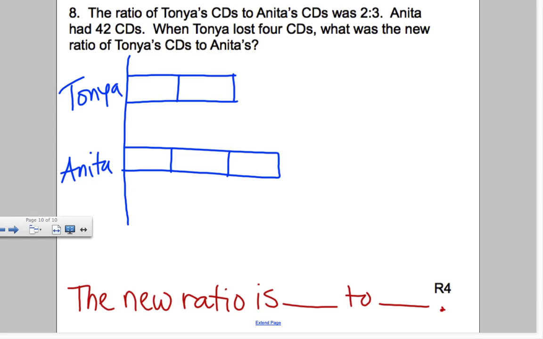What about 42? That's a number that might be useful to help us. What can we do with 42? Justin? Divided by 3. All right, well, where would it go? Is it Tanya's or Anita's? Anita's. All right, so we're going to put 42 right here. And you're telling me that if we take 42 and divide it by 3, that's going to help us fill these boxes in? Yeah. Okay, so what does that equal? 14. Nice. All right, so all of these boxes are 14.